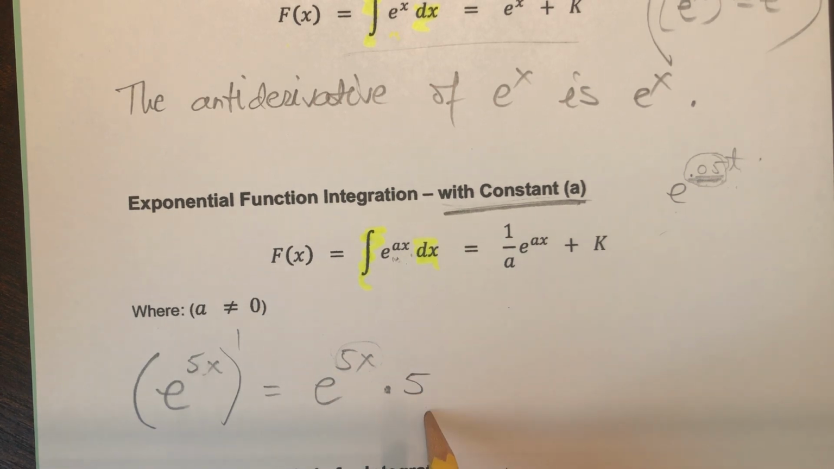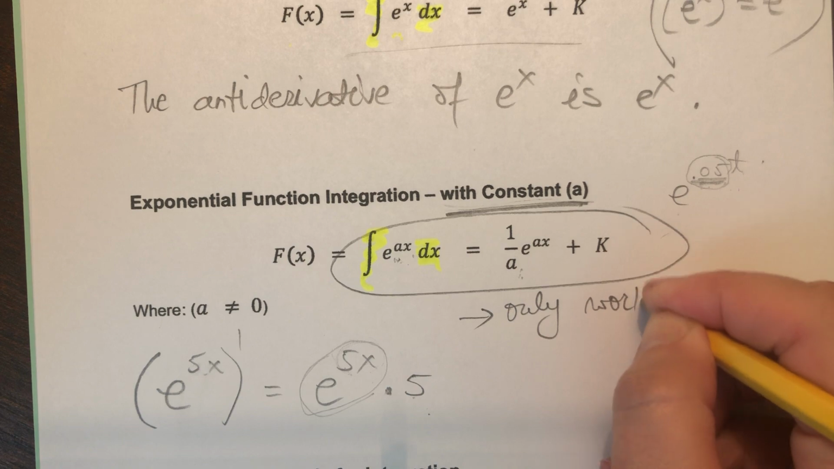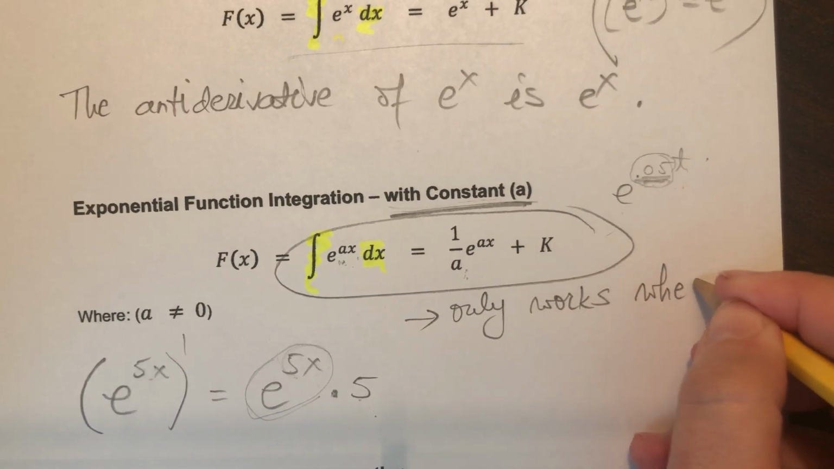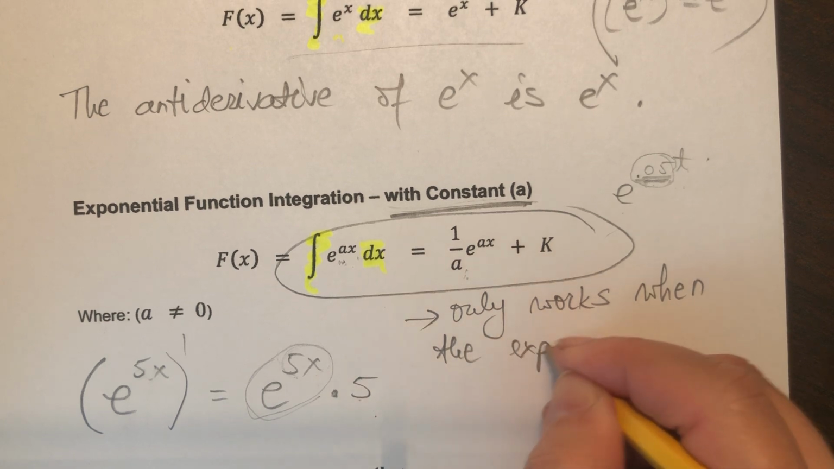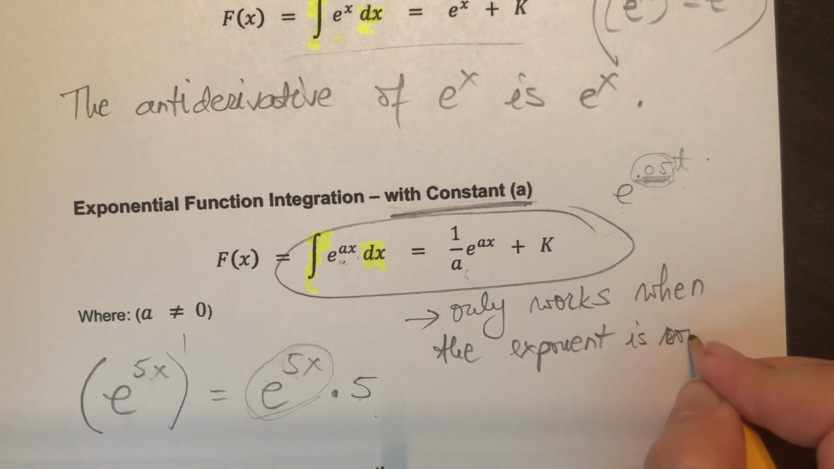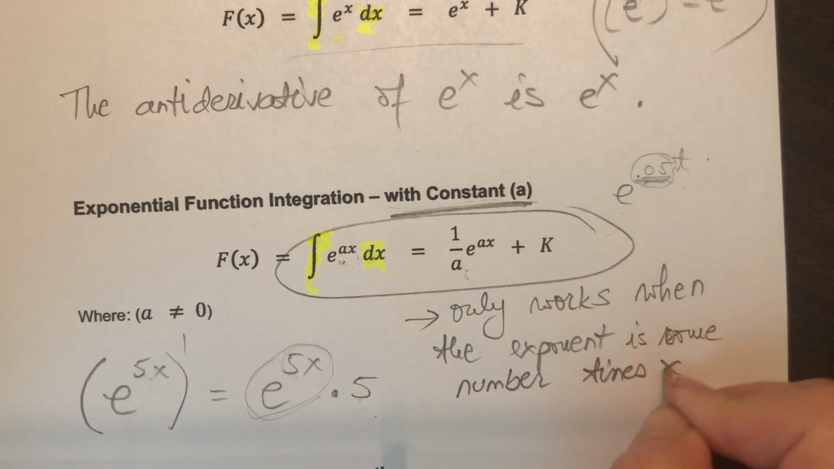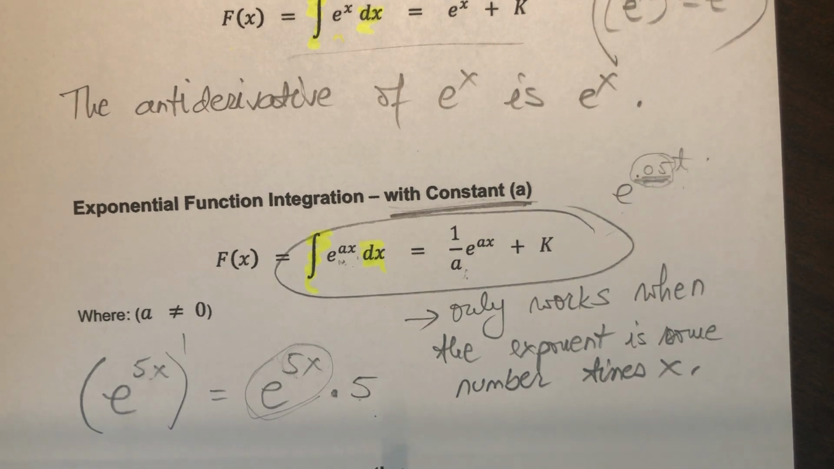So now, sure enough, the antiderivative, what am I going to do? I'm going to keep it the same, but instead of multiplying by this 5, I'm going to divide by it. Okay, so it's the backwards process. So again, this rule here only works when the exponent is a multiple of x, some number times x. Okay? So it doesn't work for other types of functions of x, like square root of x or x to the fifth, right? Just some number times x to the power of 1, right? That's basically what it is.